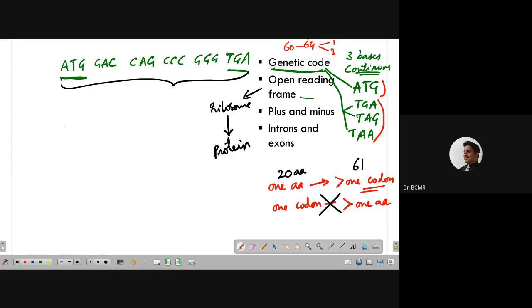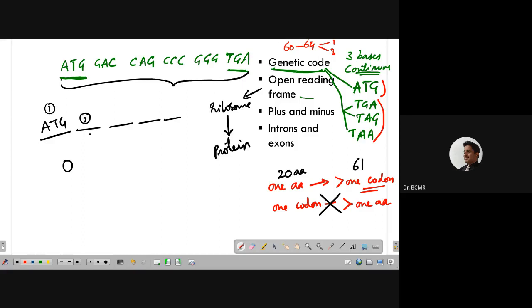So if a ribosome has to start protein synthesis, it requires ATG. That is the start codon. This is the first time an amino acid will be added. And then it will keep reading in steps of 3, and each one is a codon. So the start codon is also coding for one amino acid, methionine.